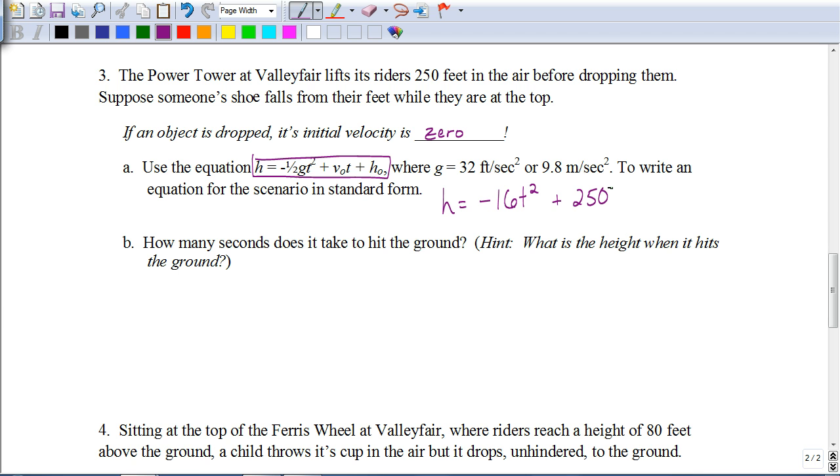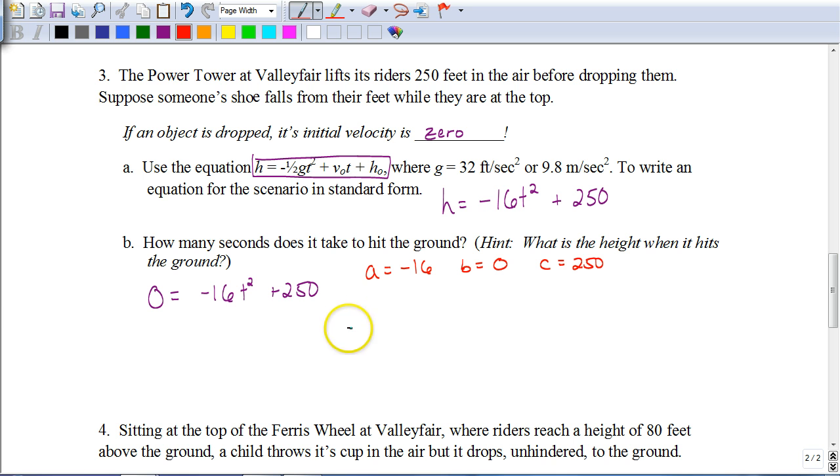So we want to figure out how long it's going to take in part B. It says how many seconds does it take to hit the ground. So we're trying to find out what t is, and to figure this out, when the shoe hits the ground, the height is going to be 0. So if I look at this equation, 0 equals negative 16 t squared plus 250, you see that we have a parabola set equal to 0, so we can use the quadratic formula. So in this case, your A is negative 16, your B is 0, and your C is 250.